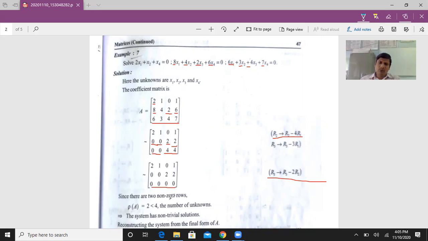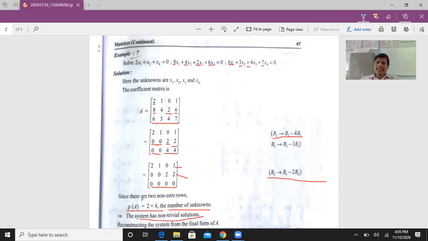Since there are two non-zero elements, this is the first non-zero element and this one is the second non-zero element. Okay, therefore rank of A is equal to 3, that is less than 4. The rank of A is equal to 3, less than 4, where 4 is the number of unknowns. The system has a non-trivial solution.